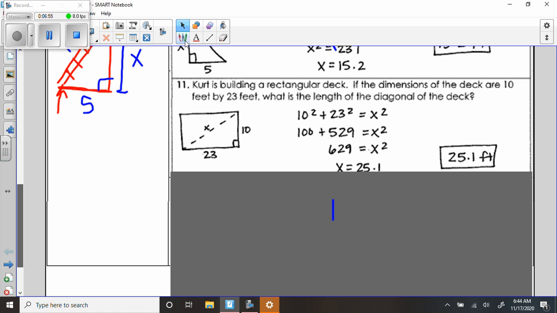So there's my process: A squared plus B squared equals C squared. C is the X. Because we have A and B on the same side and we have numbers there, this is when we add them. So square 10 and 23, add them together, get 629. Last step, take the square root. The square root of 629 is roughly about 25.1.